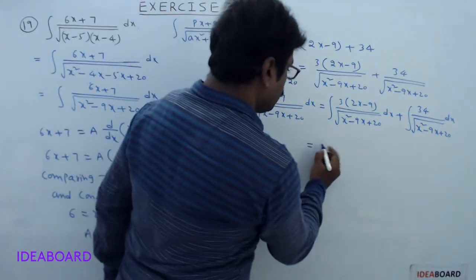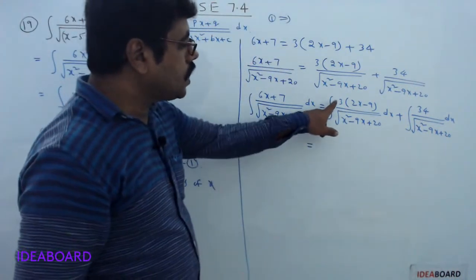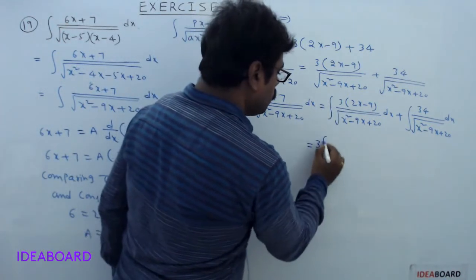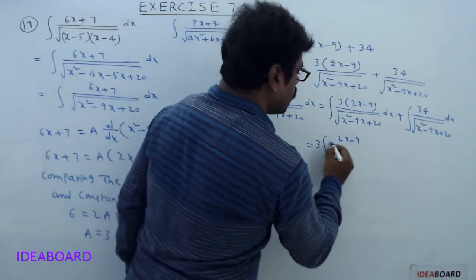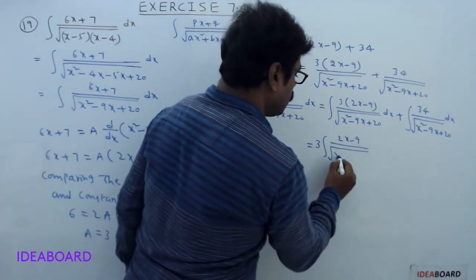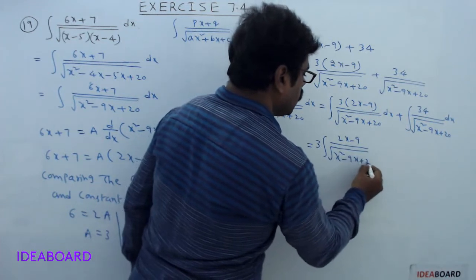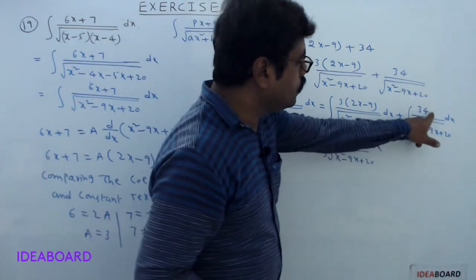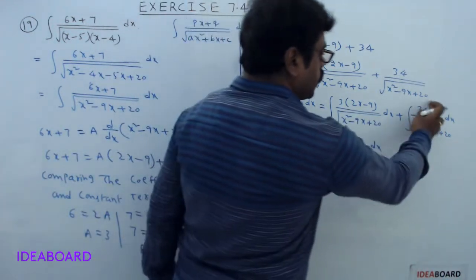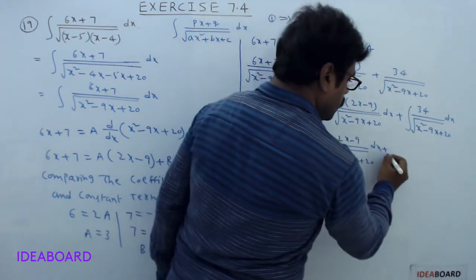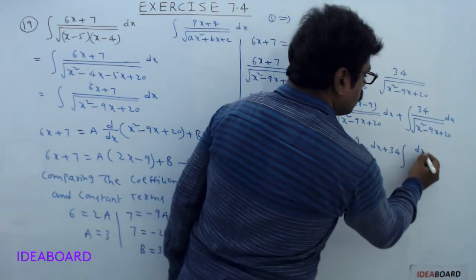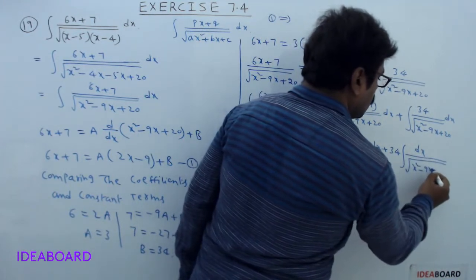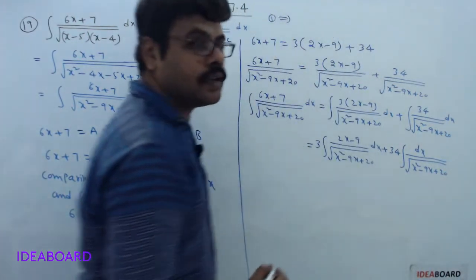Here 3 is the constant term, you can take it outside of the integral: 3 into integral of (2x minus 9) divided by square root of x square minus 9x plus 20 dx. In the second term also 34 is the constant term, so you can take it outside of the integral. So plus 34 into integral dx divided by square root of x square minus 9x plus 20.